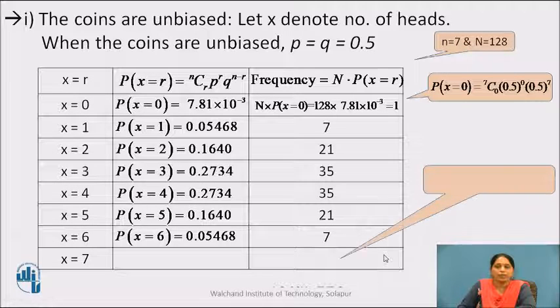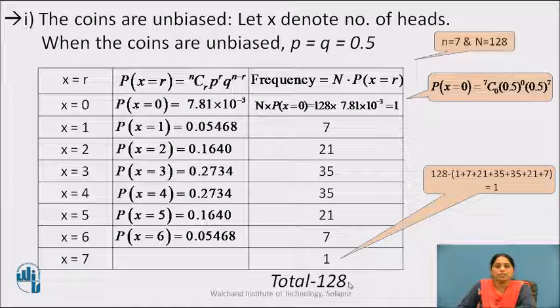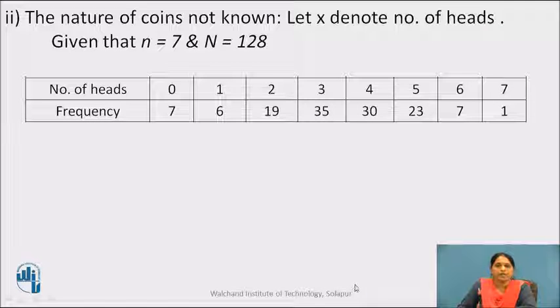So it can be written as 128 minus, into the bracket, sum of all these frequencies which we have calculated. So it gives us equal to 1. So directly write down the last frequency as 1, which gives us the total as the same 128, which is given in the example. Now let us go for the second case.